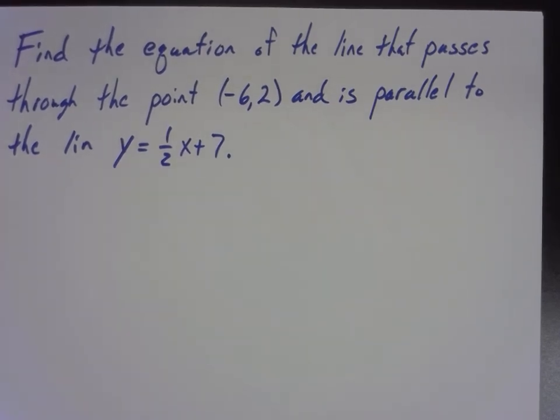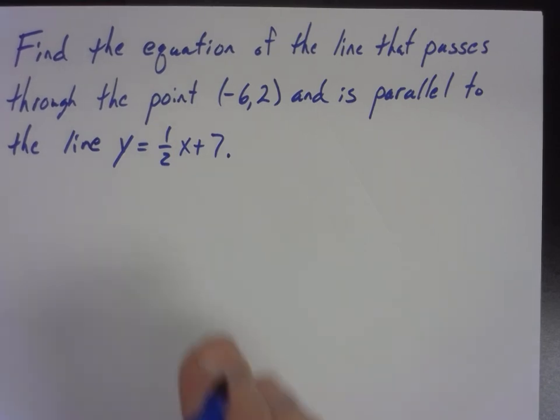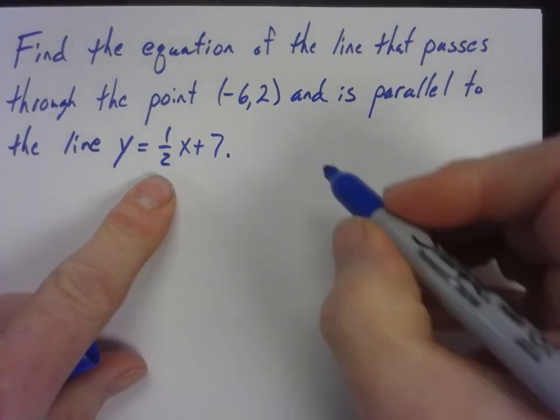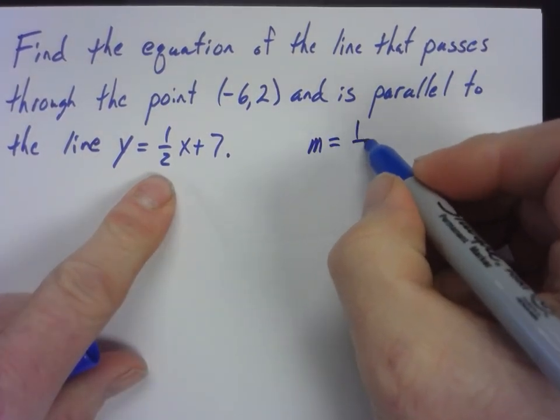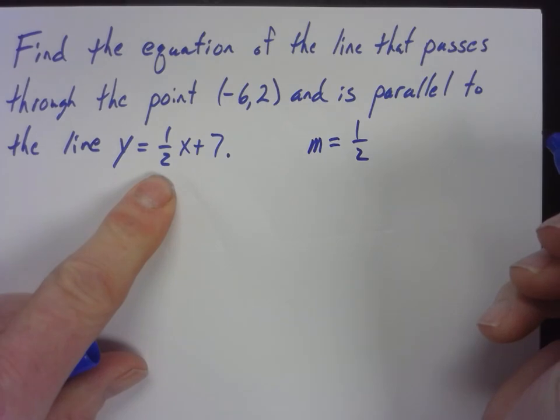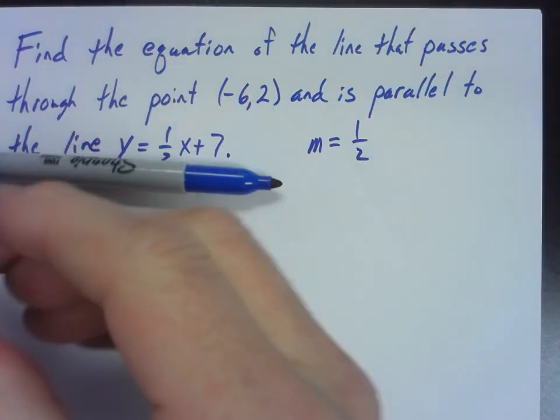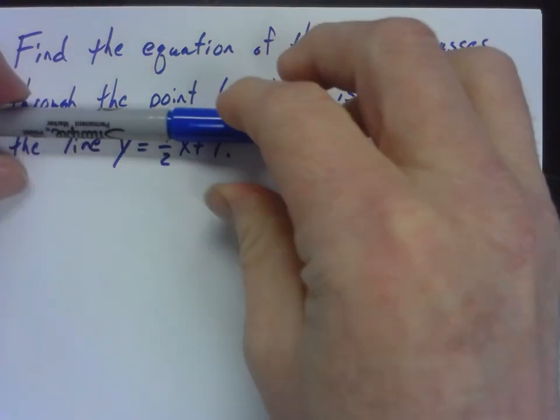Okay. So find the equation of the line that passes through the point -6, 2 and is parallel to the line y equals 1/2 x plus 7. And so you just need to realize when I say it's parallel to this line, that's just a tricky way of saying the slope is 1/2. Correct? We don't really care about the whole line, if that makes sense.